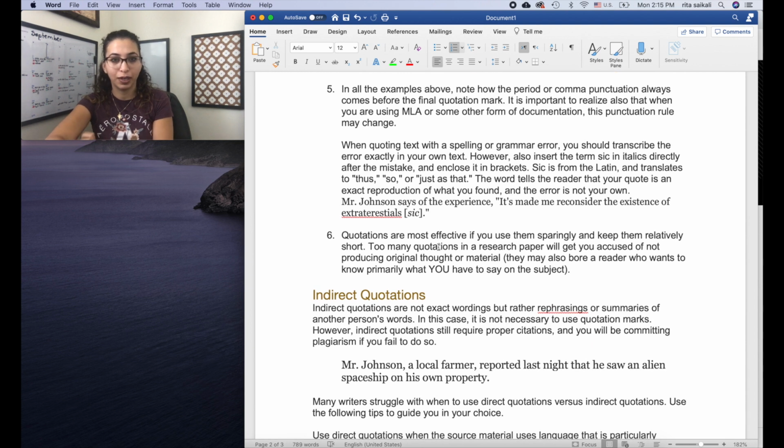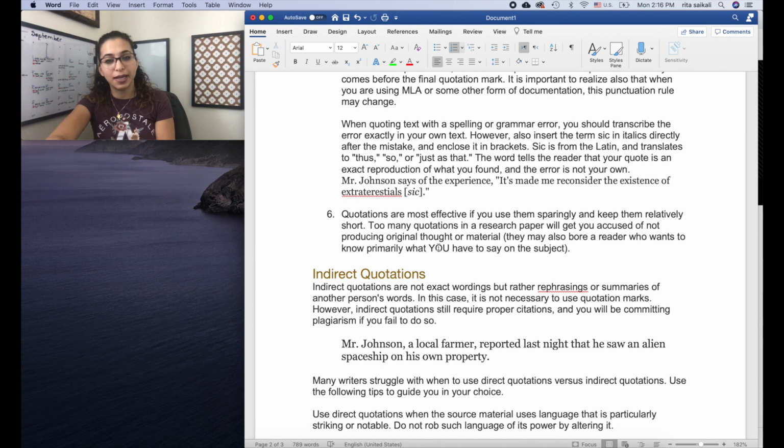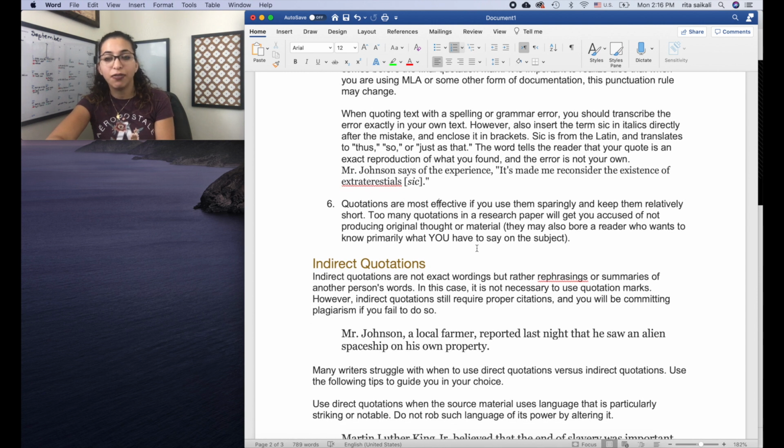The person did. Okay? Number 6 is quotations are most effective if you use them sparingly and keep them relatively short. Too many quotations in a research paper will get you accused of not producing original thought or material. They may also bore the reader who wants to know primarily what you have to say about the subject. So, basically, you shouldn't use quotes very, very much. You should use quotes to make a point, but you don't fill your entire paper with quotes.